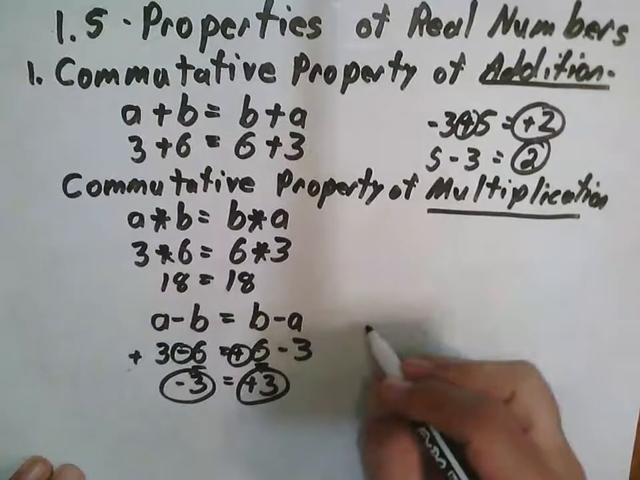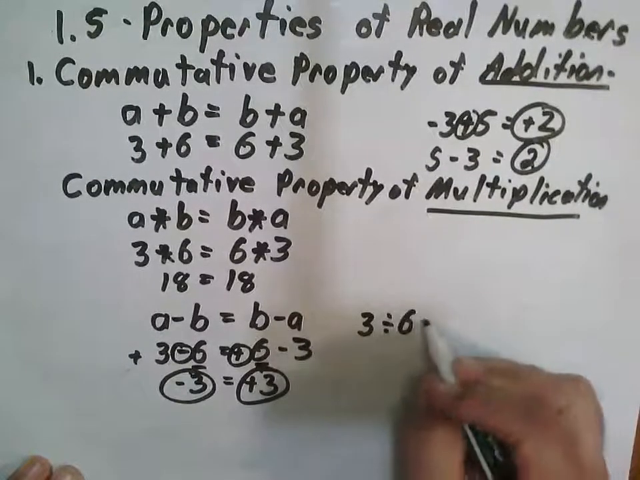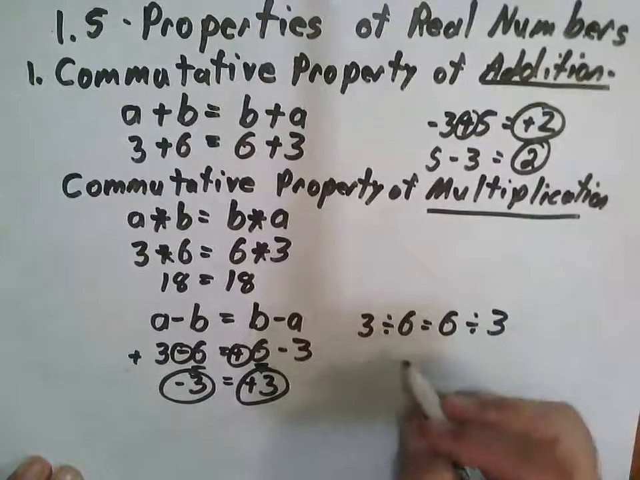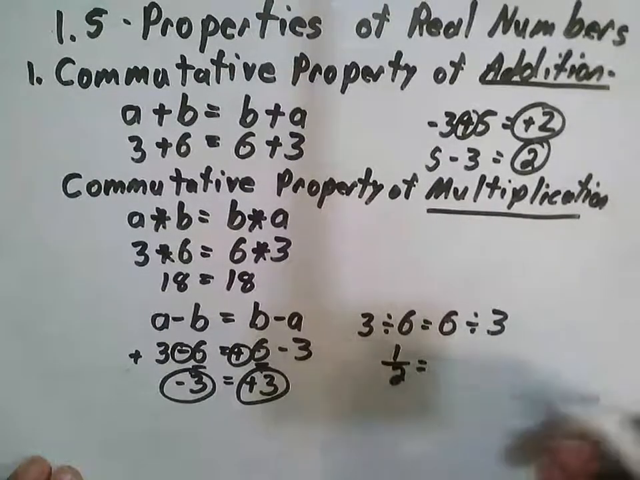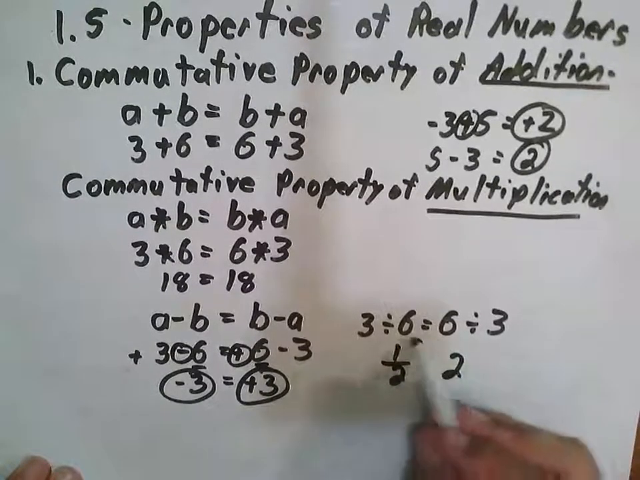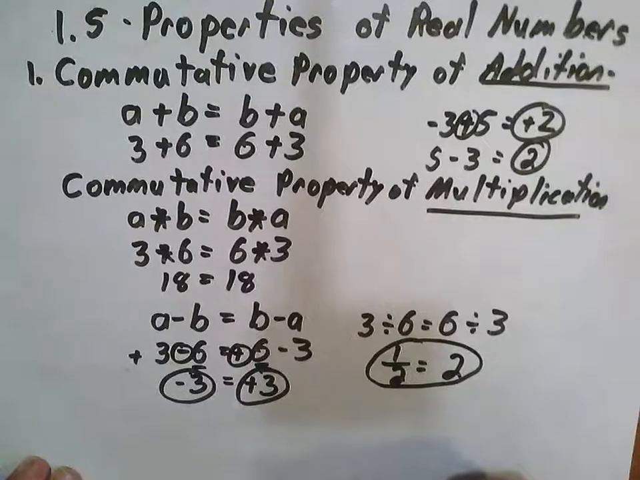It also does not work for division. If I say 3 divided by 6, that is not the same thing as 6 divided by 3. The reason for that is 3 divided by 6 will actually give you 1/2. I'm not going to work out all the math, but 6 divided by 3 will give you 2. What you will wind up with are reciprocals, right? But we need them to match in order for this to work.